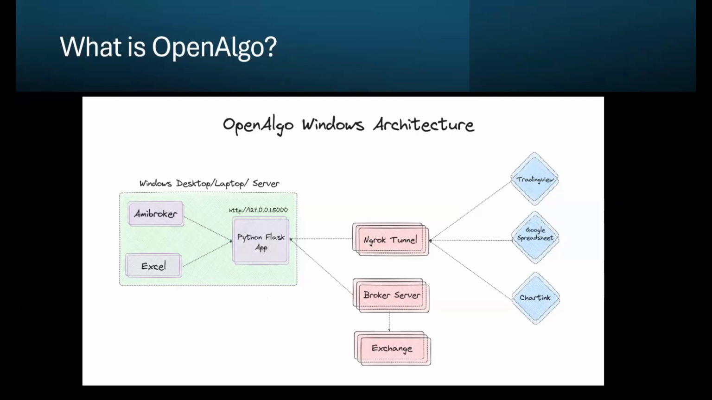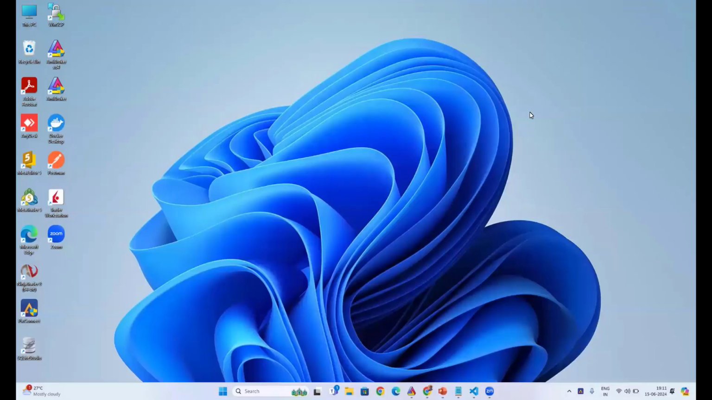So here is a simple architecture. If you have a Windows machine, inside the Windows machine the OpenAlgo app, the Python Flask app, will be running. And you can use Amibroker to talk to the bridge and place orders. Maybe I'll show you how OpenAlgo looks, and then we'll design a simple strategy and try to automate it using Amibroker.